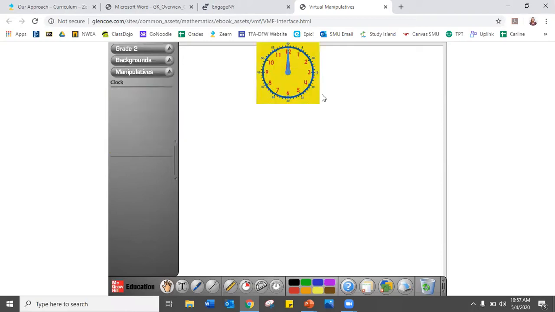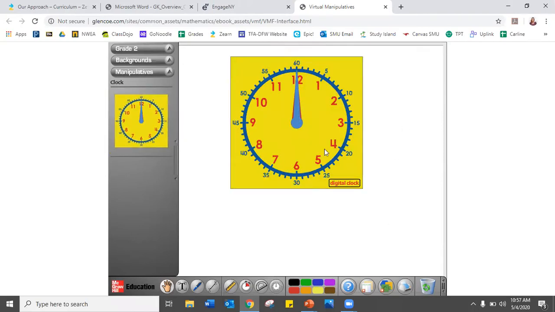Okay, so what you're going to do is you're going to select your grade 2, obviously. You're going to go to manipulatives, things that we can use, and you're going to put it down and see the clock. Once it's over here to the side, you can pull it on over, and it is ready to be played with or to be worked on. So by moving the blue hand, it moves the red one as well.